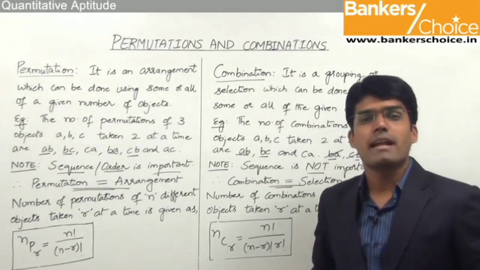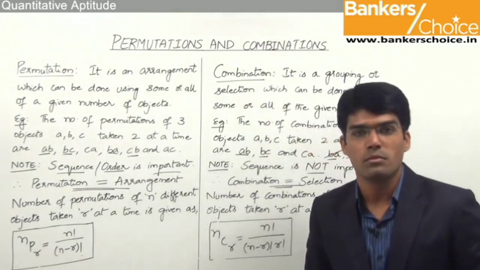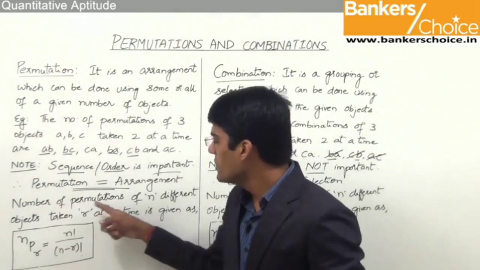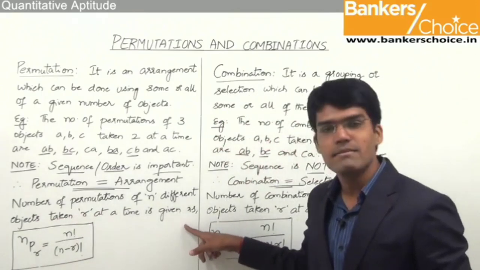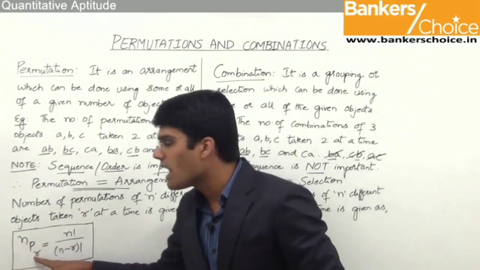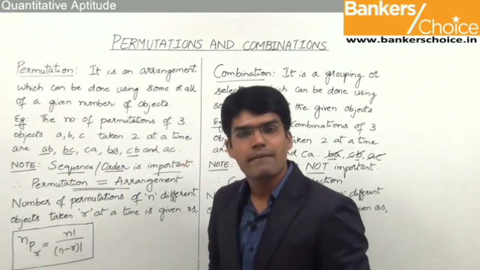Let us now understand how to find out the number of permutations or combinations using the formula. Now, the number of permutations of n different objects taken r at a time is given as nPr, which is equal to n factorial by (n minus r) factorial.